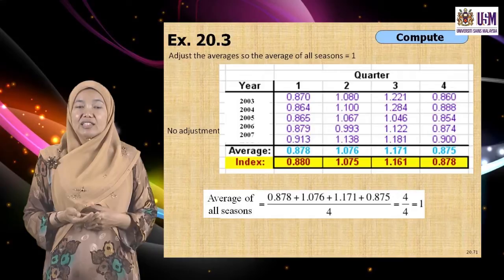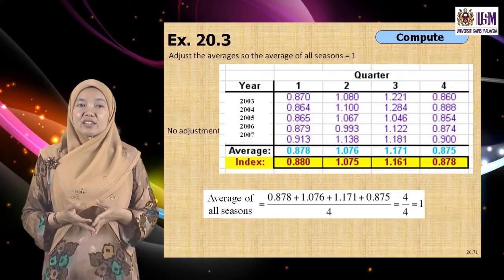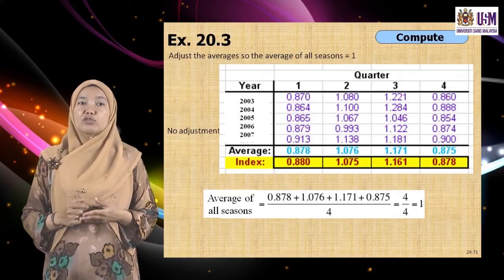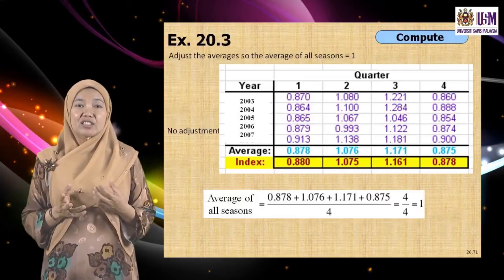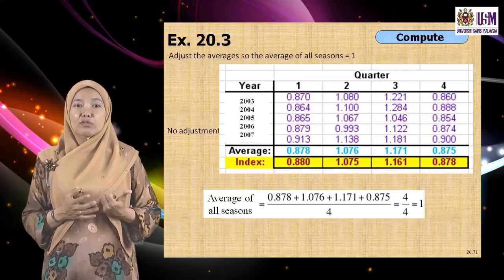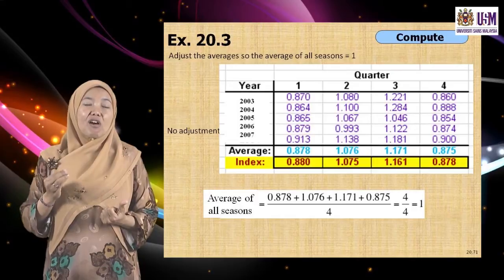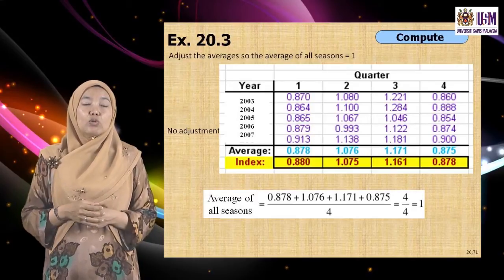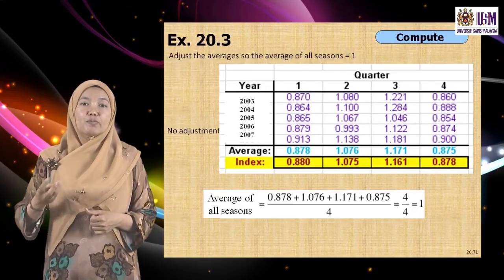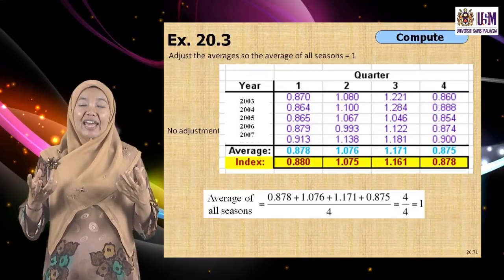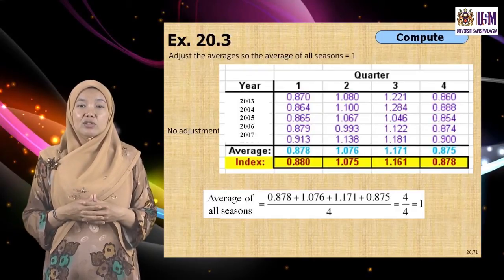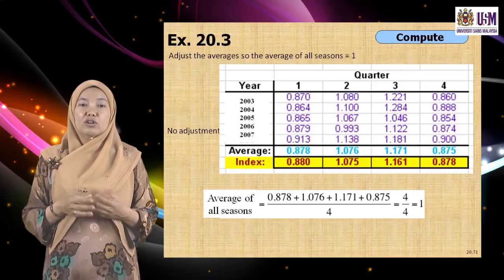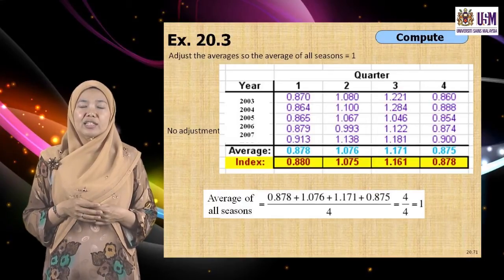Okay, so we are still discussing example 20.3. After the third step, in order to calculate the seasonal index, in the fourth step, what you need to do is adjust the averages calculated just now in step 3, so that the average of all seasons equals 1. Why must they equal 1? This goes back to your additive model.